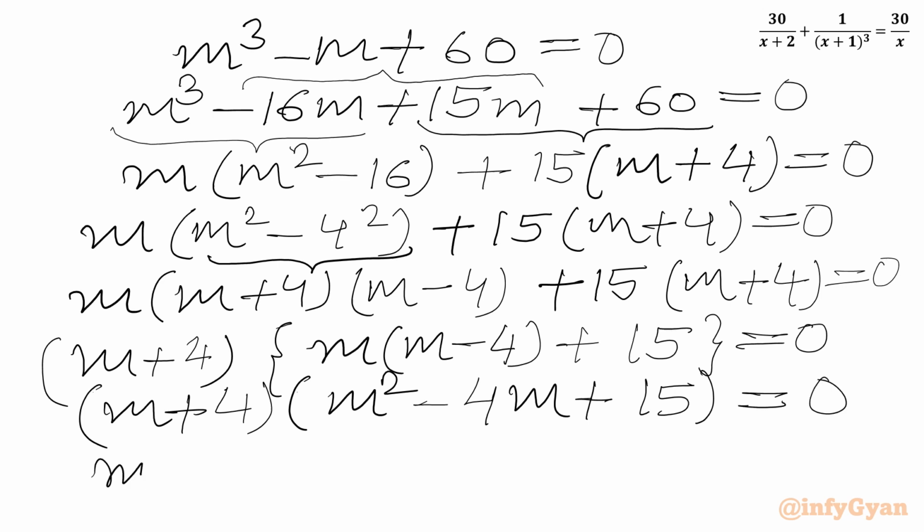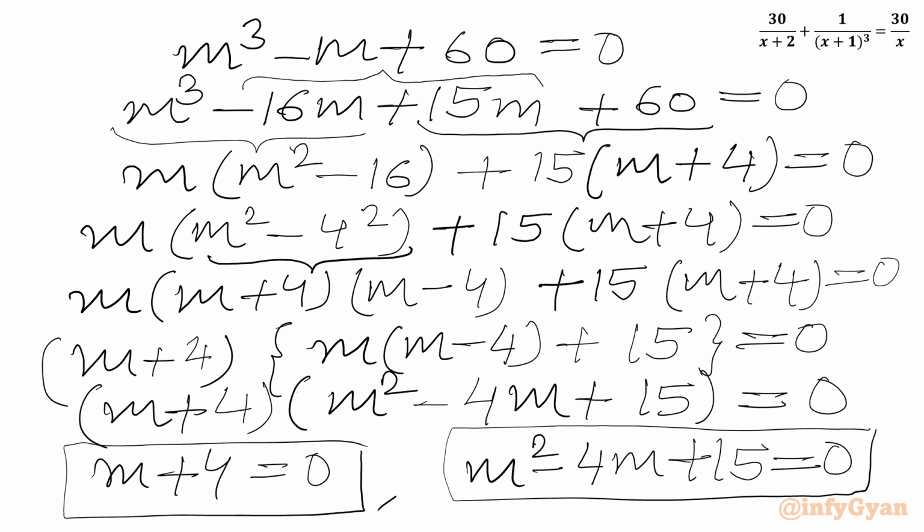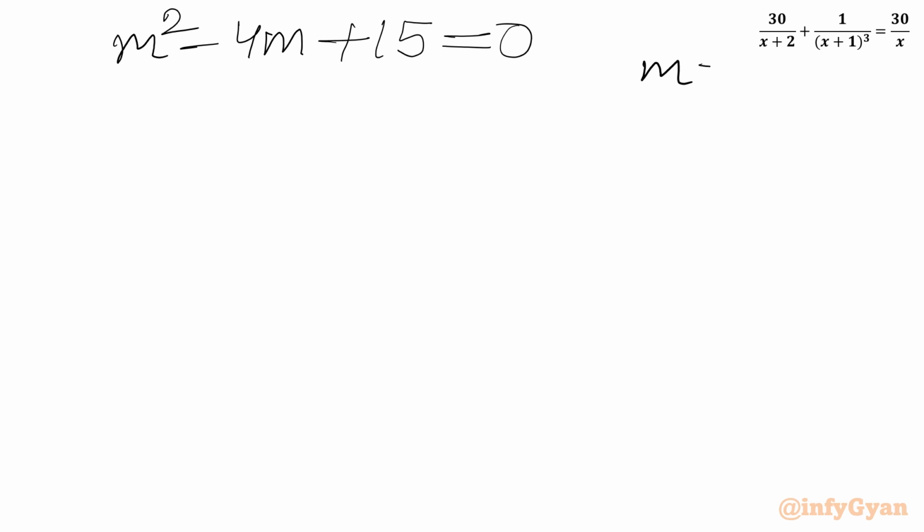So from here we can write either m plus 4 will be 0 or quadratic equation m square minus 4m plus 15 equal to 0. Let's solve both the equations one by one. Let's write quadratic first. m square minus 4m plus 15 equal to 0. Then we will consider m equal to negative 4. See, directly we can write from the second equation m plus 4 equal to 0 or m equal to negative 4.